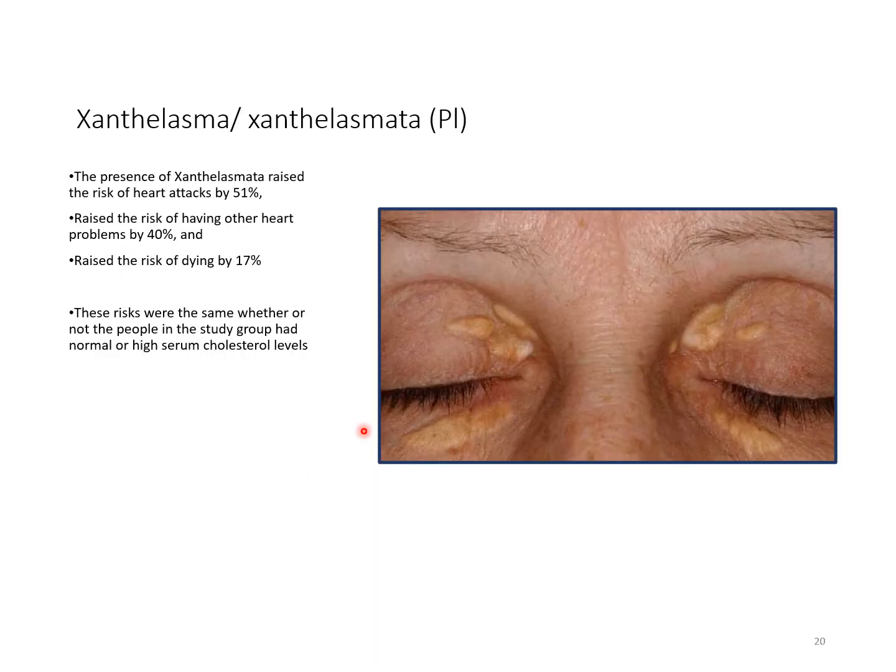Okay, here you go. So when your patients do have these cholesterol deposits, apparently it puts them at risk of heart attacks, other heart problems, the risk of dying. And it doesn't matter if the cholesterol level itself is normal or high. Just the fact that they have this under here apparently is a problem. So you don't have to memorize the numbers at all. Just know that this is out here.